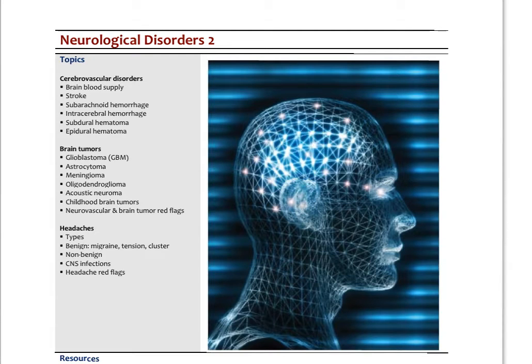In this section, we're going to cover headaches. And we're going to look at the different types of headaches. We'll look at migraine, tension, cluster headaches. Then we'll look at headaches that we might call non-benign. So non-benign would be more ominous, like brain tumors, things like that.